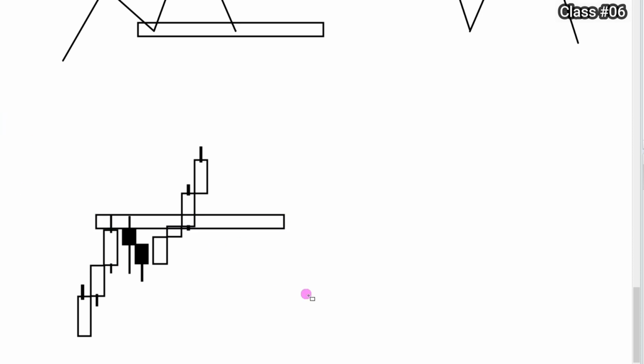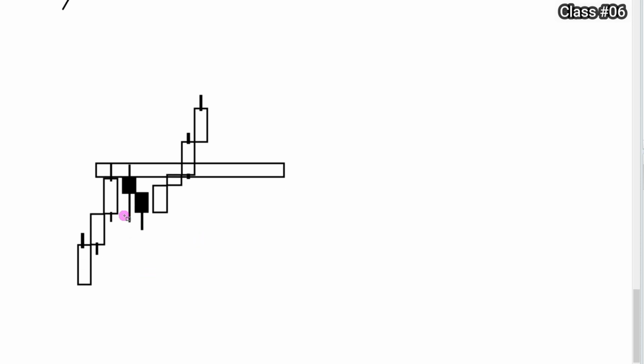Okay, so how can we draw this second support zone? We'll start drawing our zone from the closing body of this candle to the end point of this lowest wick. Okay, so in this way we can draw our second support zone.